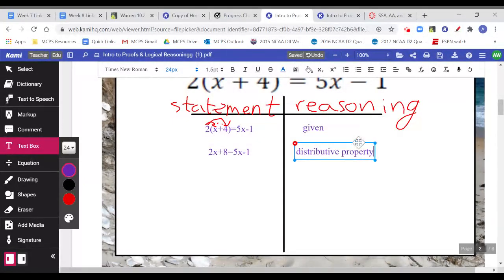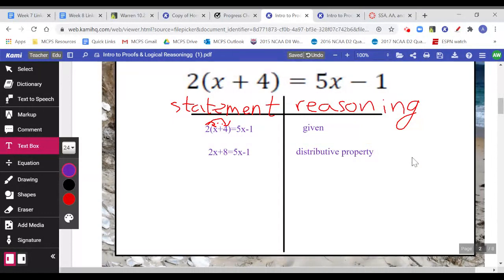Right? And the distributive property tells me that if I have a number on the outside of parentheses, I can multiply it times each term inside the parentheses and get rid of the parentheses. Now I'm going to keep solving. In order to finally have x isolated at the end, I'm going to have to get all my variables onto one side of the equation.